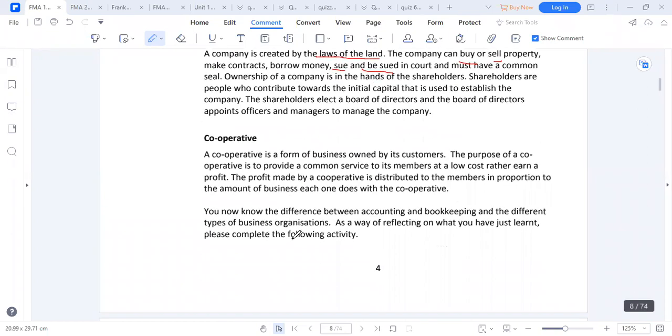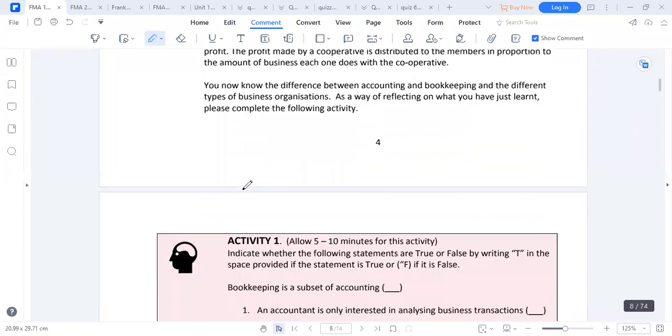The cooperative is simply a form of business which is owned by its customers for the purpose of what? Providing a common service to its members at a low cost. These ones make profits, of course, which are distributed in proportion to the members. So the difference between these and the other ones is that the customers themselves are the ones who give a market to themselves. For instance, in Kamba Cooperative, when they buy stuff, they buy from themselves. The profits are shared amongst themselves.